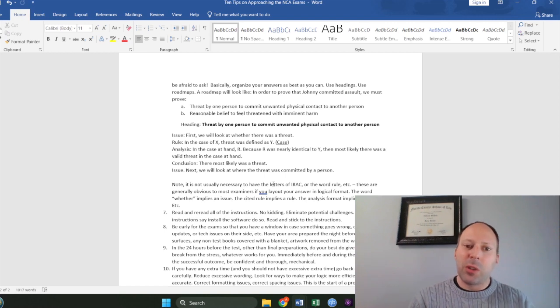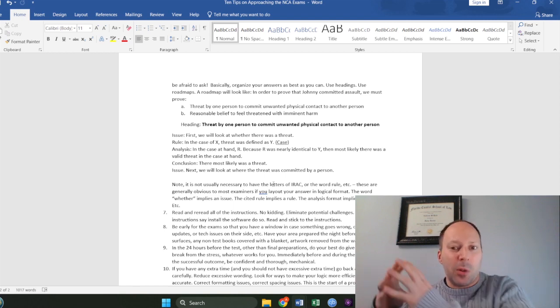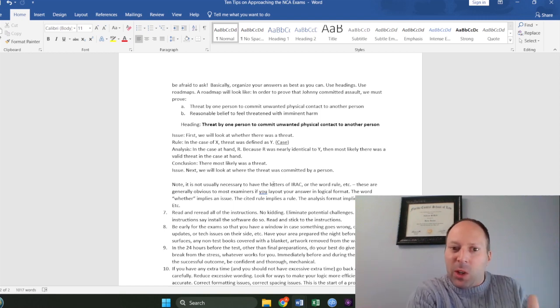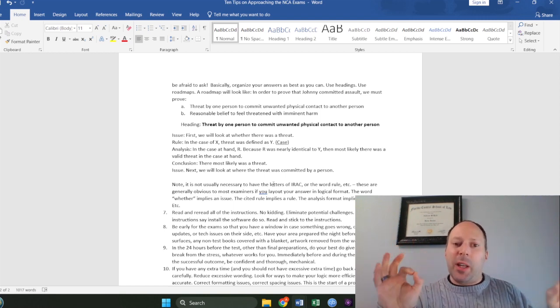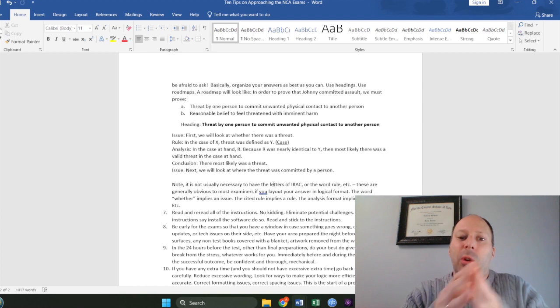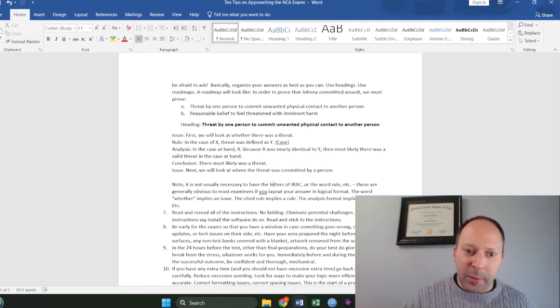Then, issue. First, we will look at whether there was a threat. Rule. In the case of X, threat was defined as Y. Cite the case. Analysis. In the case at hand, R. Because R was nearly identical to Y, then most likely there was a valid threat in the case at hand. Conclusion. There most likely was a threat. Issue. Next, we will look at whether the threat was committed by a person, and so on. So the roadmap lets them know what we're going to look at, and usually the issue will be defined there. So first we will look at whether there was a threat. That is the roadmap embedded into your answer.